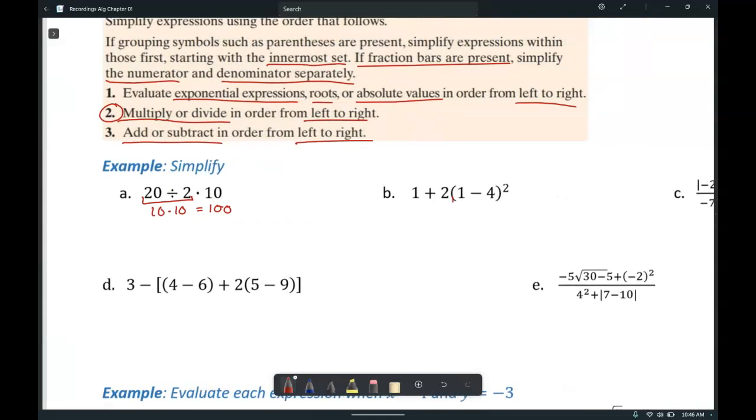Here we have a grouping symbol, so we need to take care of what's inside the grouping symbol first. 1 plus 2 times negative 3 squared. Now that we've taken care of the grouping symbol, we can go ahead and move on to the exponent. We can evaluate the exponential expression. Negative 3 squared. So we get 1 plus 2 times 9. Now we can move on to multiply. 1 plus 18. And then we end with addition.